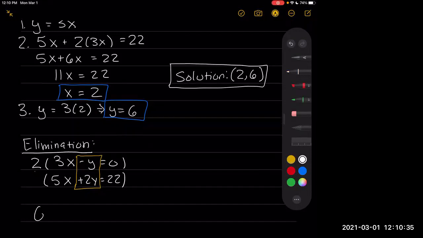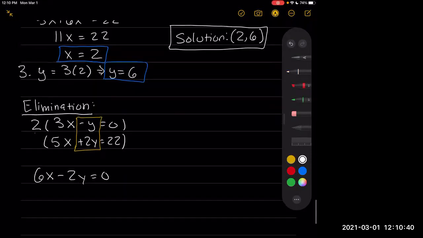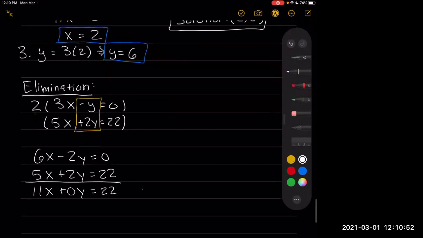So then rewriting, we get 6x minus 2y equals 0, and 5x plus 2y equals 22. So if we add them together, we get 11x plus 0y equals 22, which leads us to x equals 2 again, when we divide by 11.